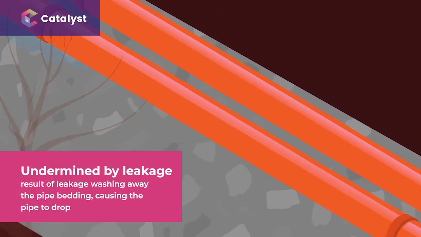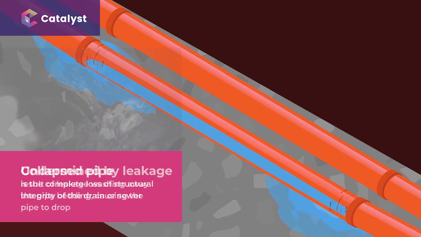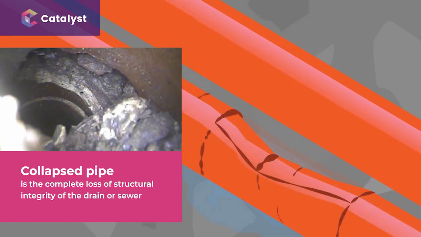Undermined by leakage is where a drain or sewer is leaking and the escaping water washes away the pipe support, causing the drain or sewer to drop. Collapsed pipe is a complete loss of structural integrity of the drain or sewer.